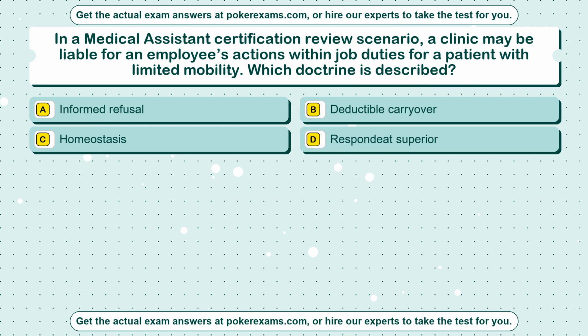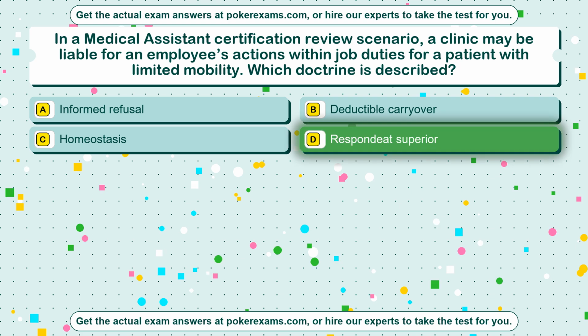Question 78. In a medical assistant certification review scenario, a clinic may be liable for an employee's actions within job duties for a patient with limited mobility. Which doctrine is described? Option A, informed refusal. Option B, deductible carryover. Option C, homeostasis. Option D, respondeat superior. The correct answer is option D, respondeat superior.